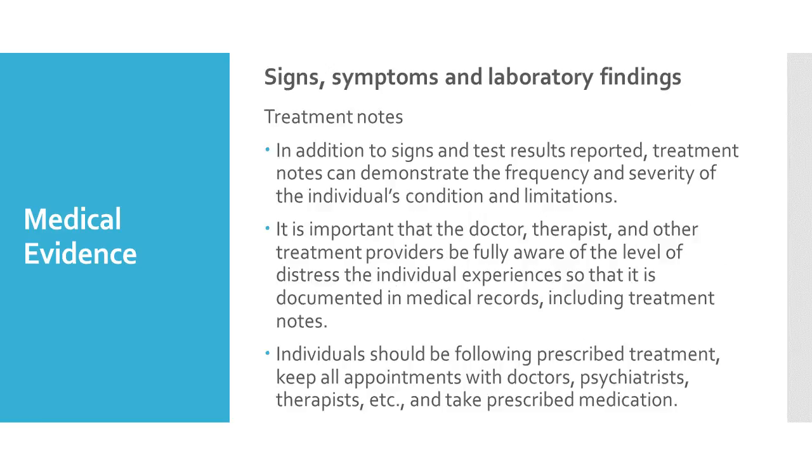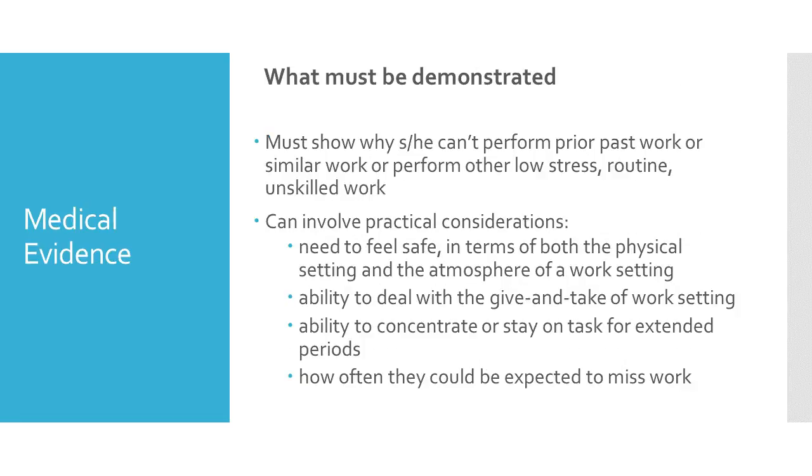As I said, treatment notes, records of treatment or meetings with therapists and other treatment providers are going to be very important in order to flesh out the limitations and how the individual functions. In addition, the fact that an individual has been prescribed certain medication is also important, because you can sort of back into what that medication is prescribed for to show the limitation and the severity of the limitation.